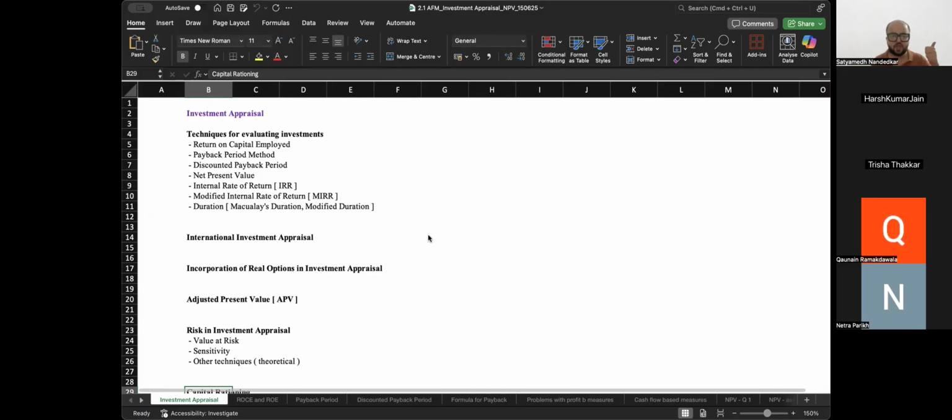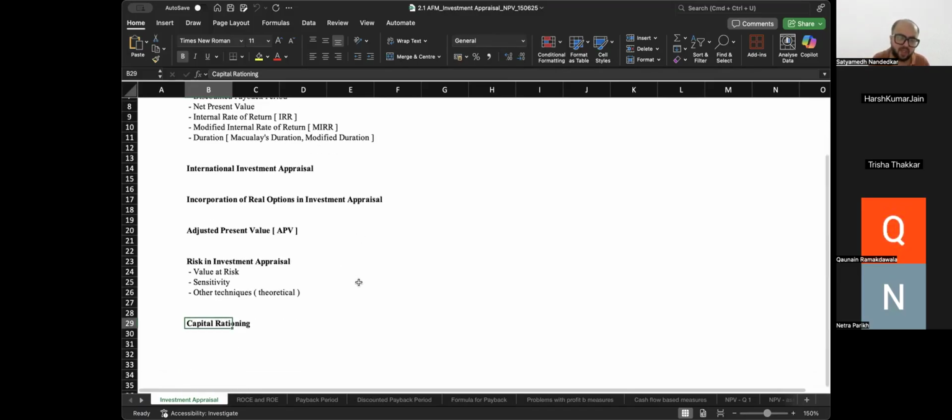So in this discussion there will be multiple methods like return on capital employed, payback period, discounted payback, NPV, IRR, MIRR, Macaulay's duration, modified duration. In your investment appraisal discussion you could have a question on international investment appraisal, then real options incorporation, APV, and ultimately risk in investment appraisal and capital rationing.